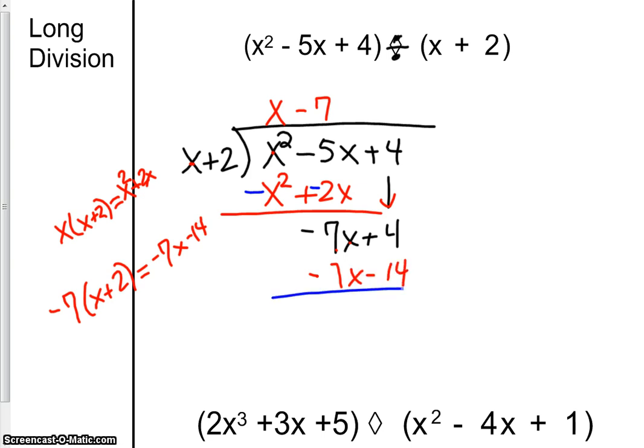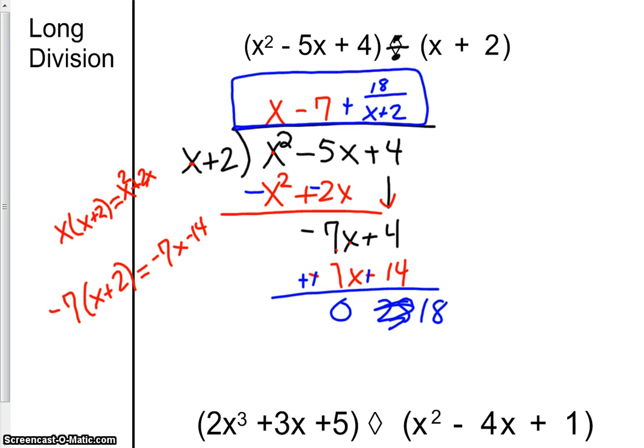And then remember that we have to change it and we have to subtract it. So subtracting a negative actually turns it into plus a positive. Here, this would be a positive. So our remainder here would be 18. Okay, because this would be my 0. That's what I was hoping for. So I'm going to put my remainder 18 over what I was dividing by, x plus 2. So this here is my answer.